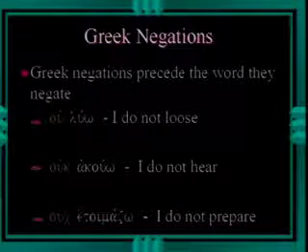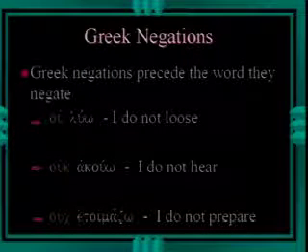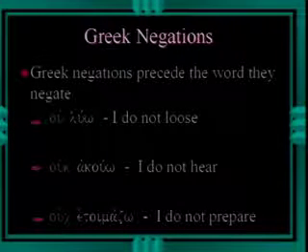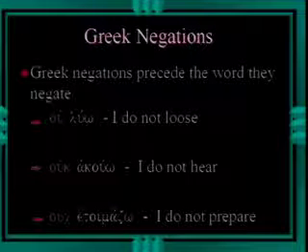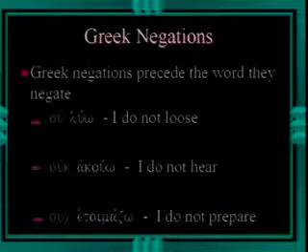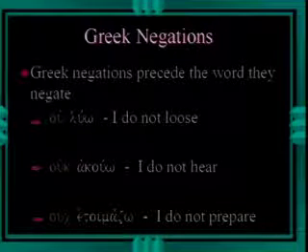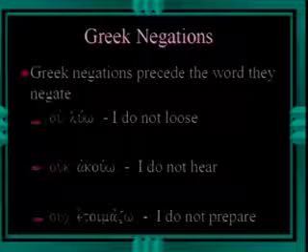Ouch hetoimazo, notice hetoimazo has a rough breathing mark on it. So whenever you have the ou coming into contact with a verb beginning with a vowel or diphthong with a rough breathing mark, it doesn't go to the kappa, it actually goes to the chi. All right? I do not prepare.